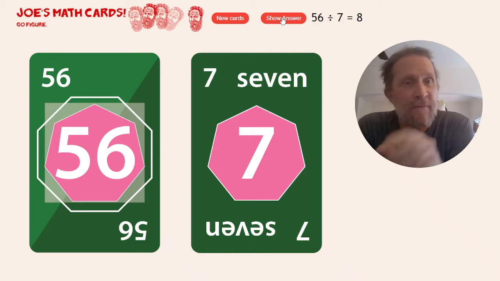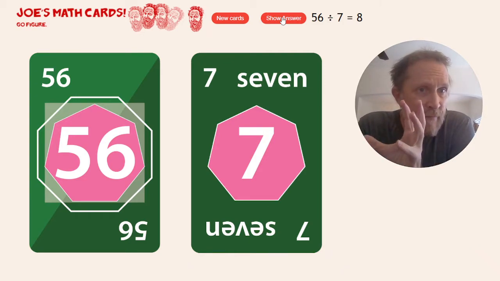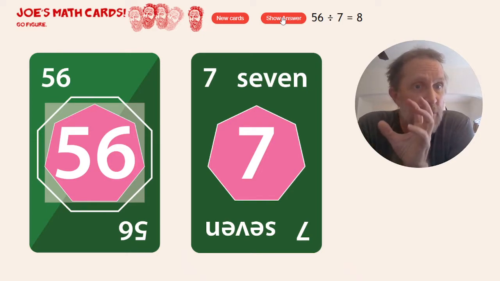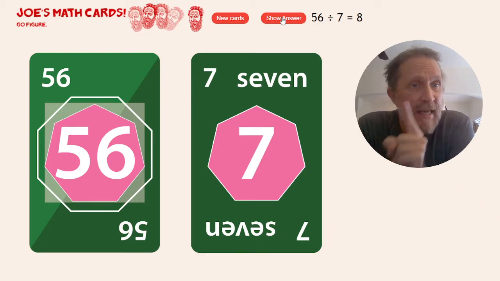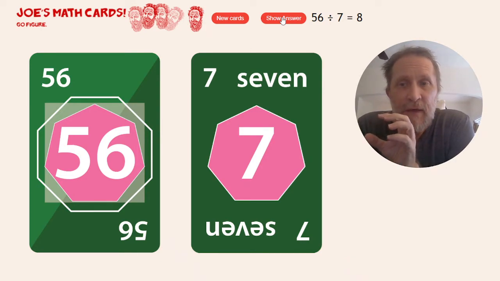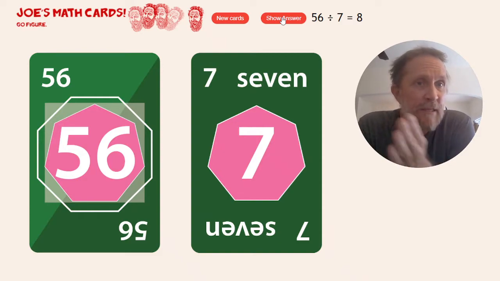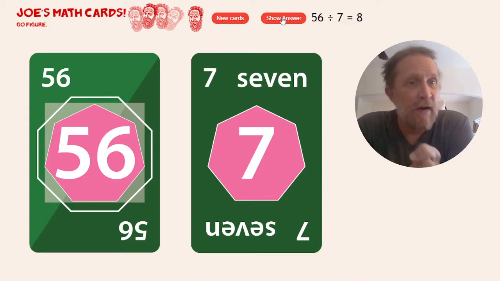So you can think of these as being number families or groups or related packages of numbers. The 7, the 8, the 56. You can think of them as a unit, and they go together, right? 7 times 8 is 56. 56 divided by 7 is 8. 56 divided by 8 is 7.